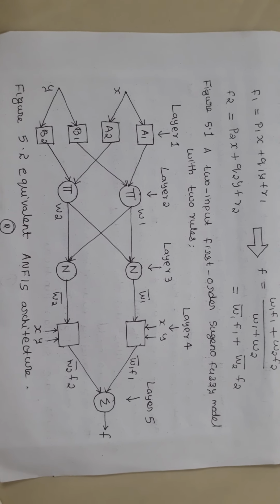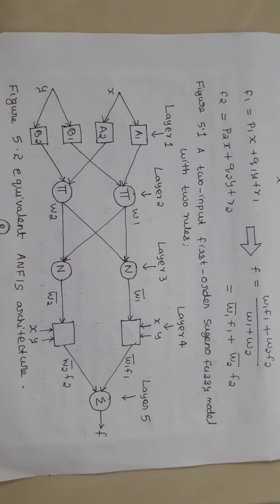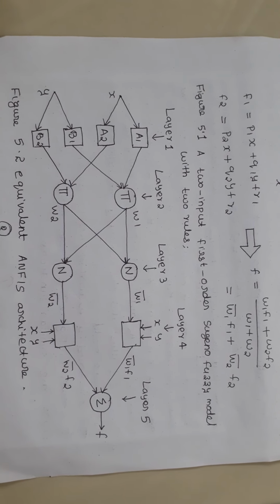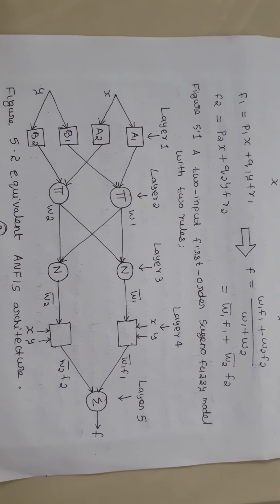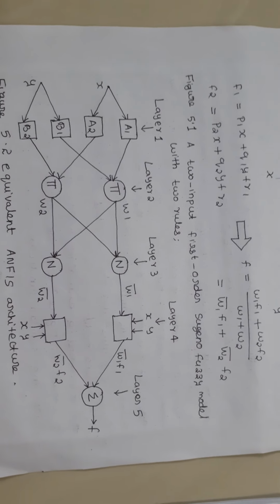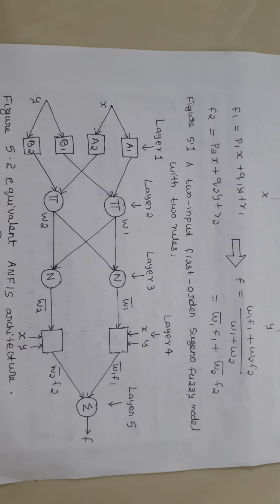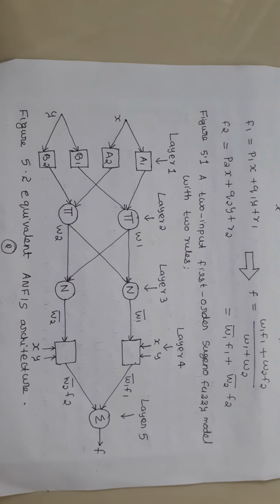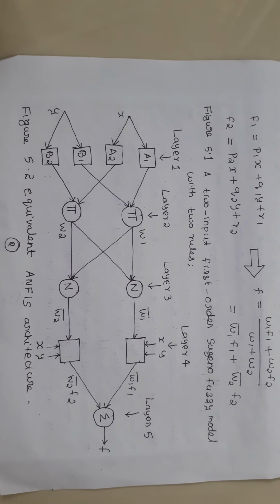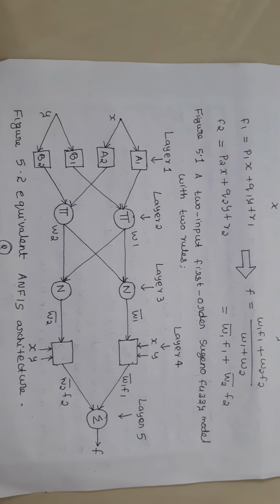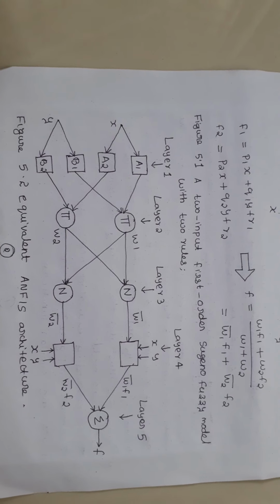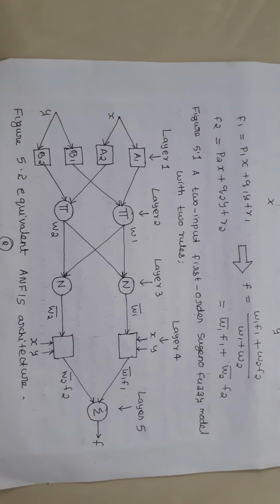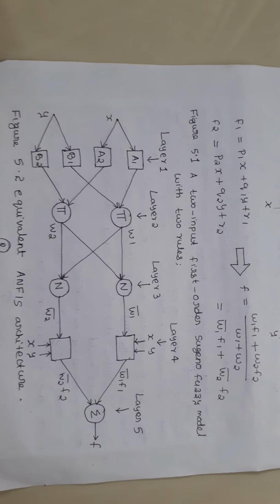These values are summed up in the last layer, layer 5. That is w1 bar f1 plus w2 bar f2, which is the value of f, the output we have seen for the Sugeno fuzzy model. There are parameters in layer 1 as well as in layer 4. The parameters used in layer 4 are known as consequent parameters. So what we have done here is construct an adaptive network corresponding to the two-input first order Sugeno fuzzy model. This is an example of ANFIS. Okay, thank you.